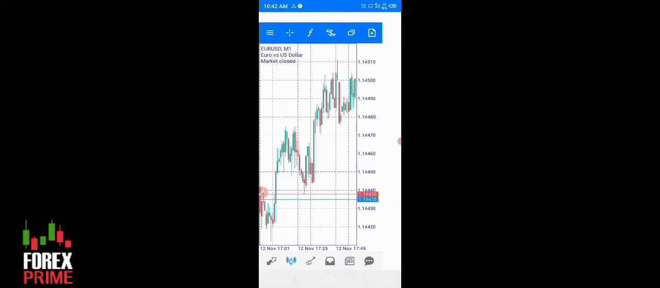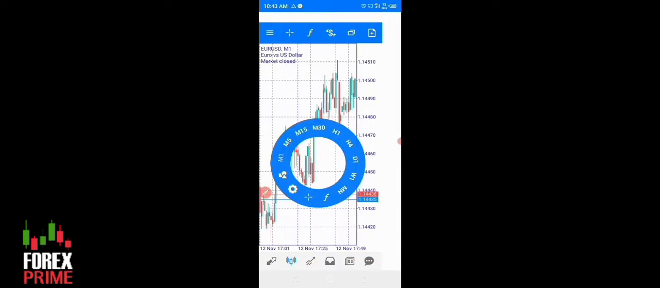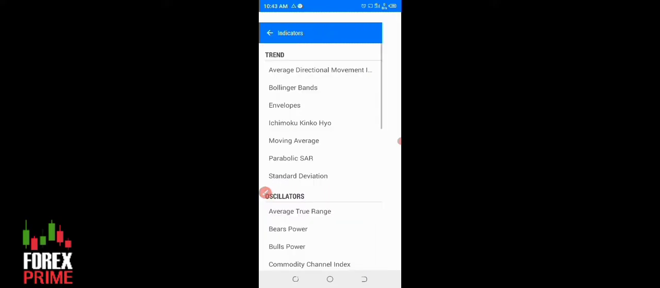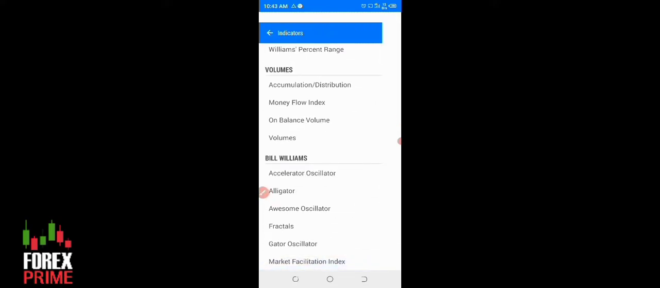Now, the first thing we do right here is to click this F icon, or tap on anywhere on your screen and click this. So either you click this or you click this. So I'm going to be clicking on it right away. And we are going to scroll down and come to where we have Bill Williams. Now you can see that Bill Williams invented the accelerator oscillator, alligator, awesome oscillator, fractals, gator oscillator, and market facilitation index. But right here, what we are going to be looking at is the alligator indicator.